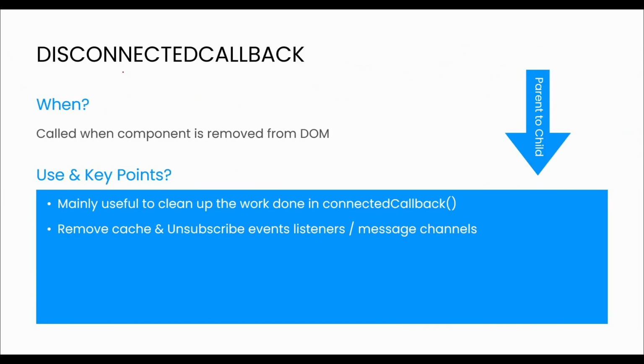Now next we have disconnected callback. We can say this is just the opposite of connected callback. Connected callback gets called when a component is added into the DOM, and disconnected callback is called when a component is removed from the DOM. The order will be the same as connected callback, parent to child. And why should we use it? We mainly use it to clean up the work we did in connected callback, for example, to remove cache and to unsubscribe event listeners and messaging channels.